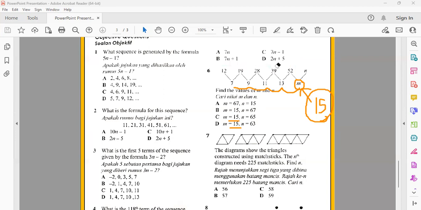We must know the pattern. So let's see if it's easy. Let's do addition and try. 12 plus 7, I get 19. 19 plus 7, do I get 28? No. So what's the pattern here? The top one, 12. And then going to 28. And then going to 39. And then going to 52.